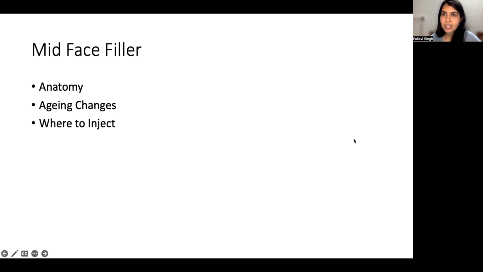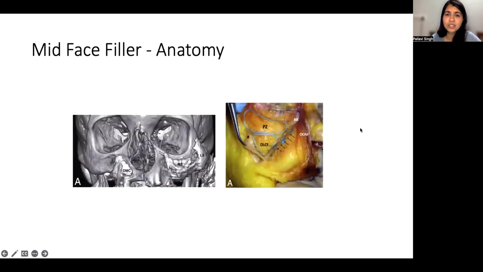The fourth area that I'd like to talk about again is something which is very commonly talked about, the mid-face filler. I think over here it's just important to understand, number one, the anatomy. We know that the highest point of the face, so to say, is right here in the prezygomatic space where the zygoma takes a turn to the back, and it's important to understand the fat pads over here.